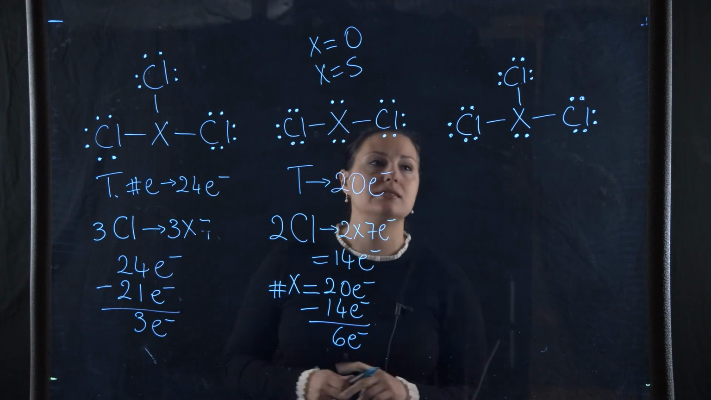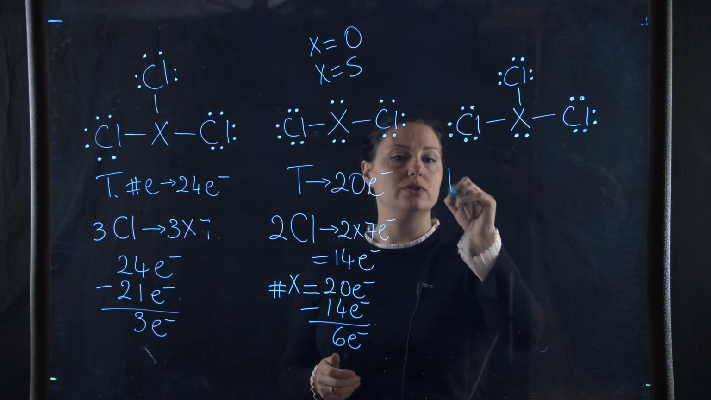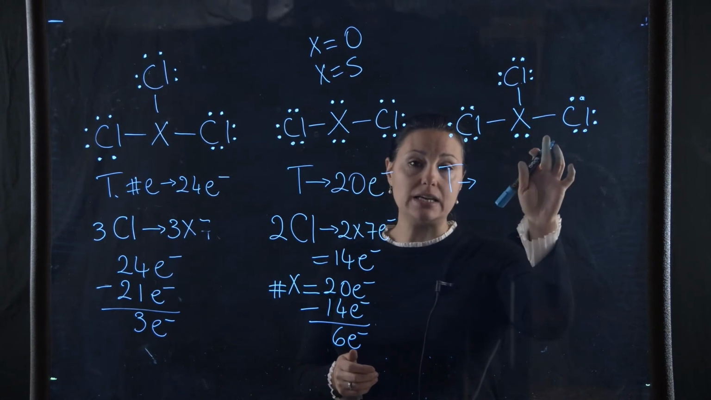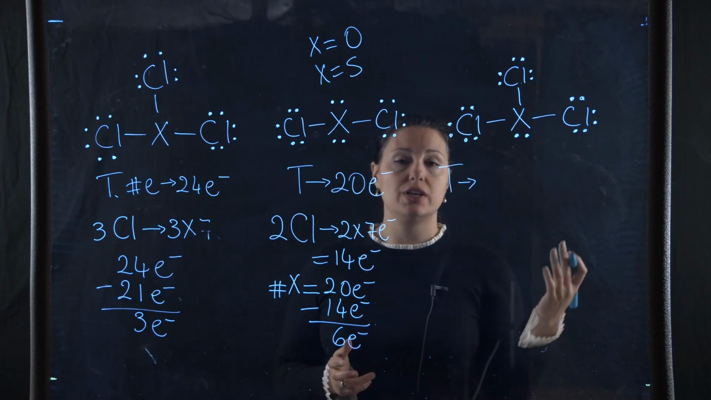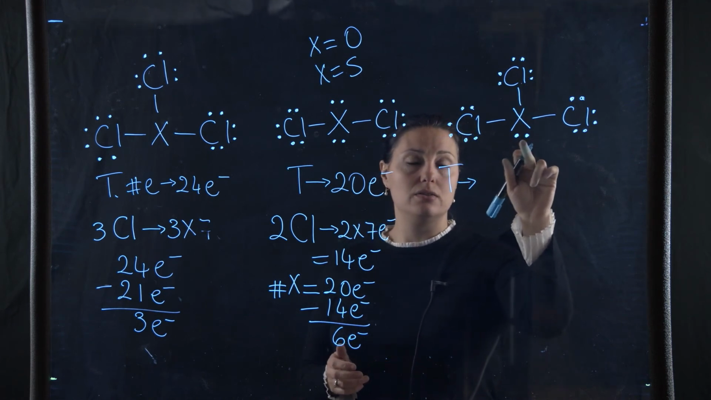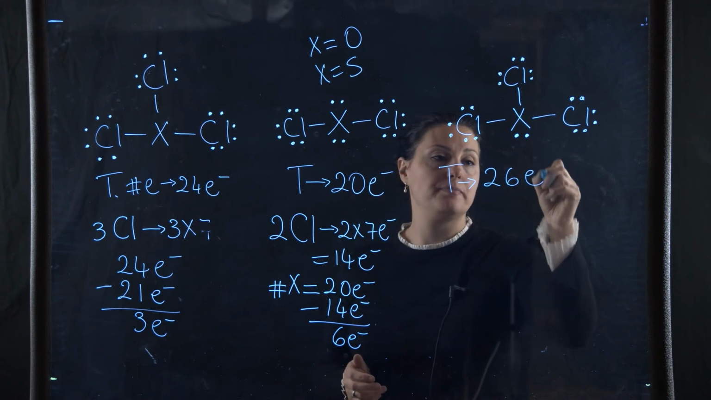Let's look at the last problem here. Once again, let's count the total number of electrons. 2, 4, 6, 8. I have 3 chlorines, which gives me a total of 24, and then the lone pair, for a total of 26 electrons.